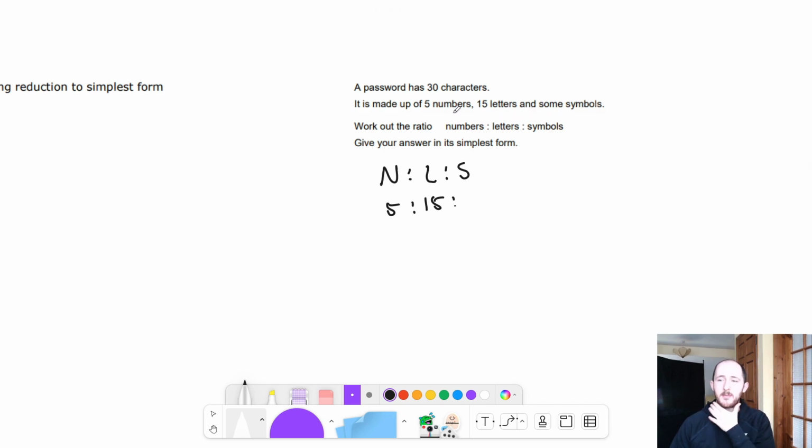But it's only made up of numbers, letters, and symbols, right? So if I add these two numbers, I get 20, which means the rest of the characters must be symbols. So there's actually 10 symbols. So that's my ratio. Now to simplify ratios, it's a lot like simplifying fractions. I think, what can I divide all three of these numbers by? And the answer is 5. So my answer for N to L to S is 1 to 3 to 2 in its simplest form.